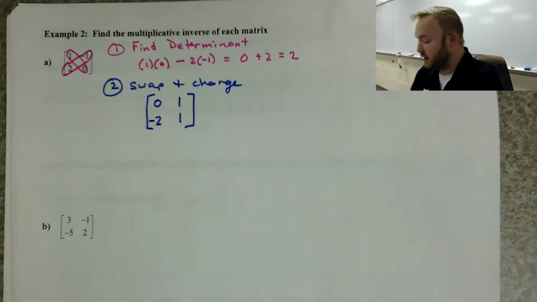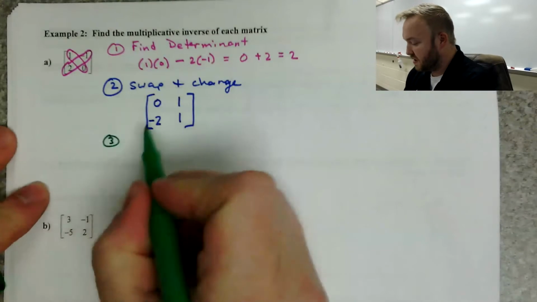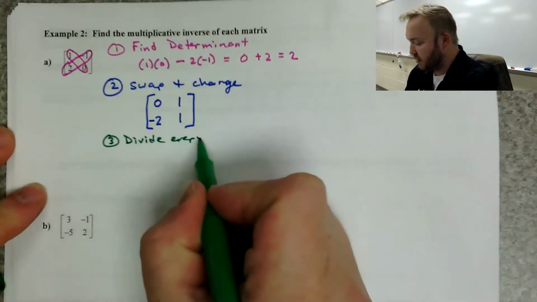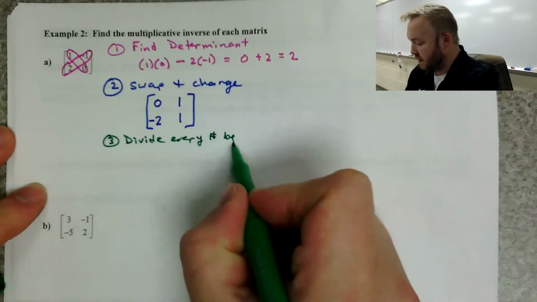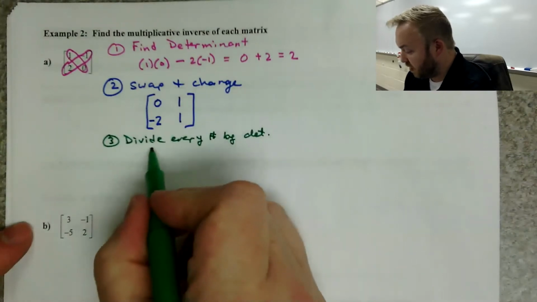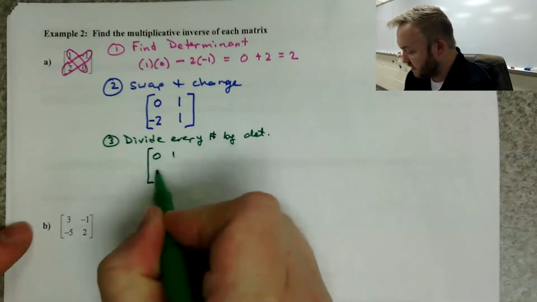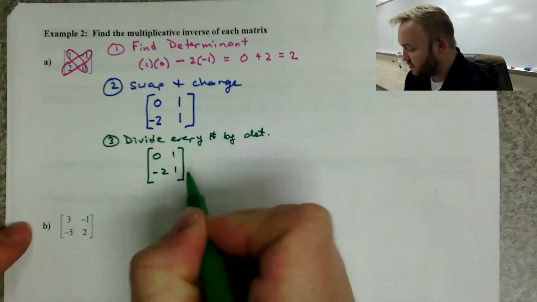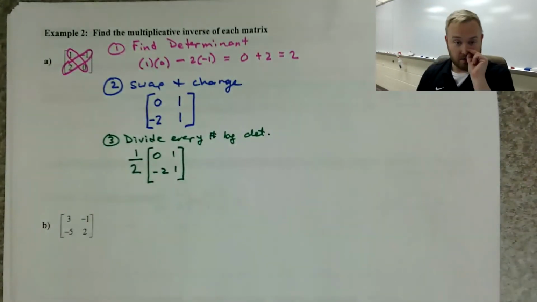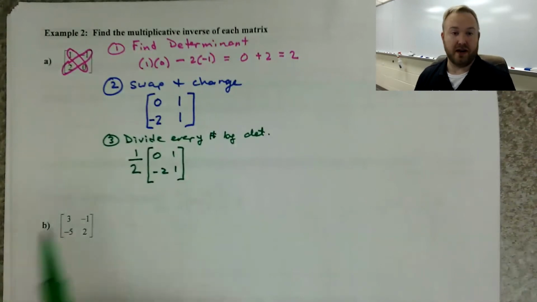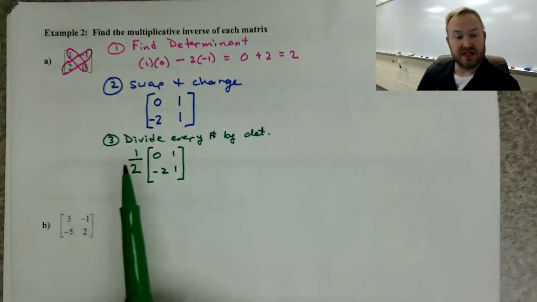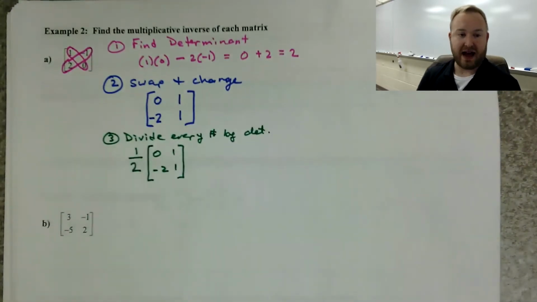Step 3 in this process is going to be to divide every number in that matrix by the determinant. So I'm going to take all of the numbers in this matrix after I've done the swap and change, and I'm going to divide all of them by the determinant. Now, the determinant is 2, so dividing by 2 would be the same as multiplying by 1/2.